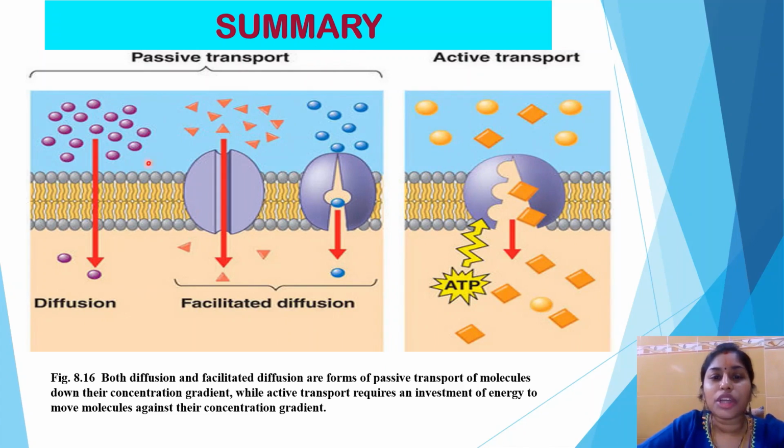The molecules that undergo facilitated diffusion need a carrier or channel protein. In active transport also, the molecules need the carrier protein.